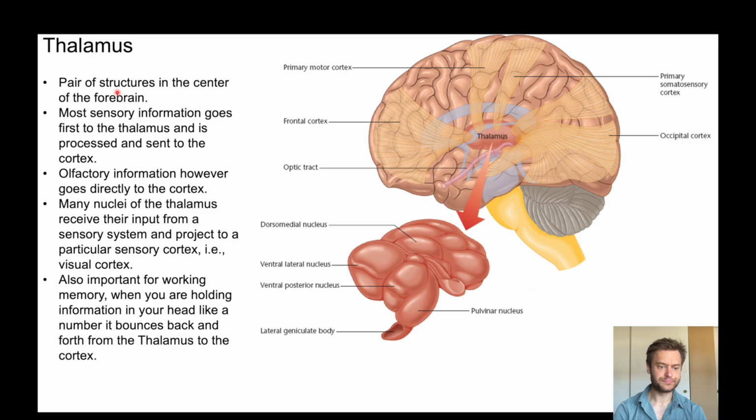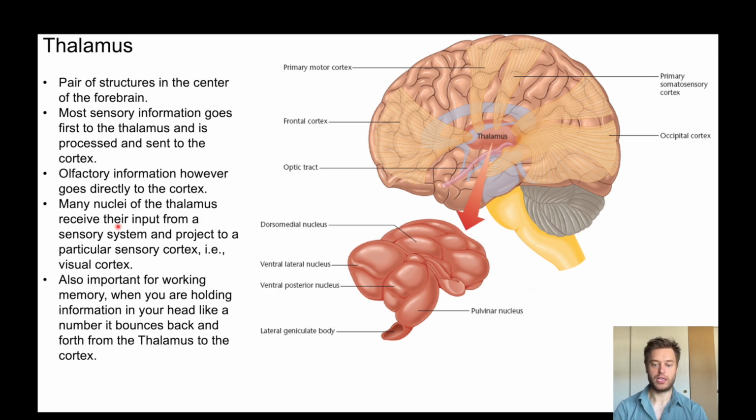The thalamus and the hypothalamus essentially are a pair of structures in the center of the forebrain. Most sensory information goes first to the thalamus and is processed and sent to the cortex. So a lot of the information that's coming in telling you about the temperature or a variety of sensory stimuli goes first to the thalamus and then goes to the cortex for further processing. Olfactory information is an exception to the rule, where it goes directly to the cortex. Many nuclei of the thalamus receive their input from sensory systems and project to a particular sensory cortex.